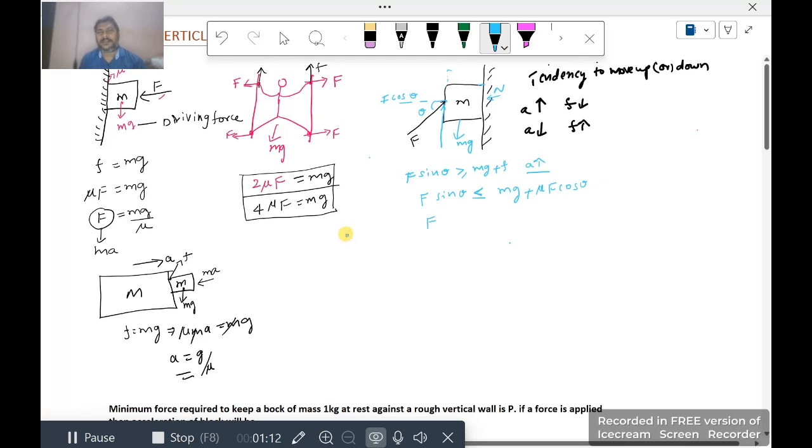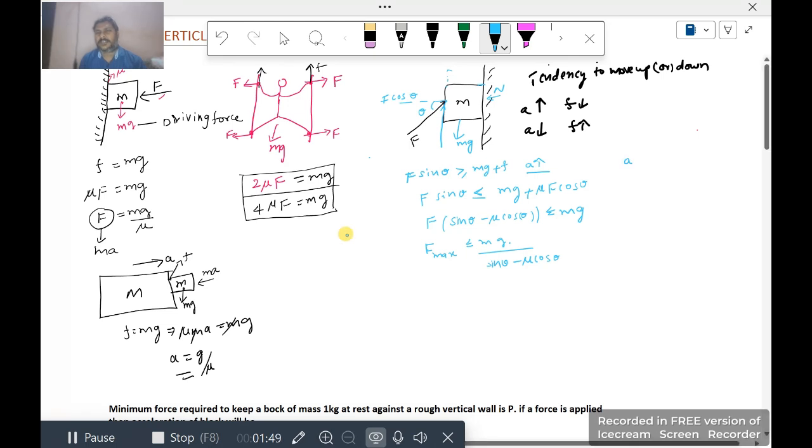Therefore, F sin theta will come to this side. F sin theta minus mu F cos theta is less than or equal to mg. That means F maximum, the force to make it move upwards, is equal to mg by sin theta minus mu cos theta. The denominator is minus, so the fraction is maximum.